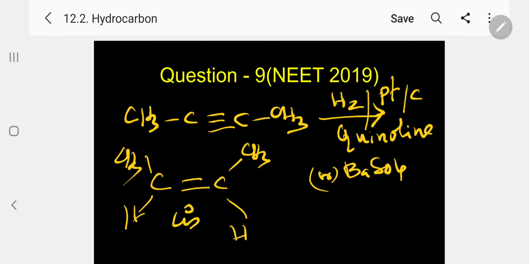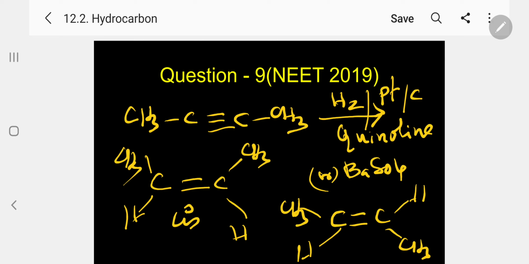So this is another possibility. Please follow, my dear students. This may be asked in future. Suppose you want to get the trans product from the same starting material, what is the reagent we have to use? In this case we have to use, kindly follow, sodium in liquid ammonia. Please follow. This is very, very important information, you have to keep it in mind.